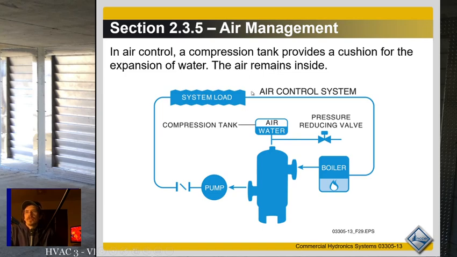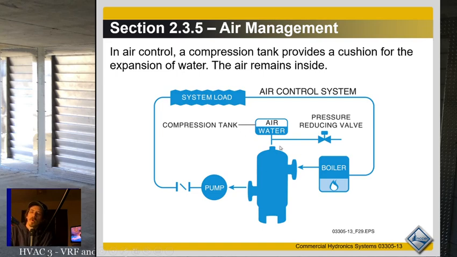Alright, an air control compression tank provides a cushion for the expansion of water. The air remains inside. So you have compression tanks and expansion tanks. A compression tank does not keep the air and the water separated by a diaphragm. This needs to be the highest point in the system, if at all possible, or at least the highest point in the boiler room where this compression tank is located.